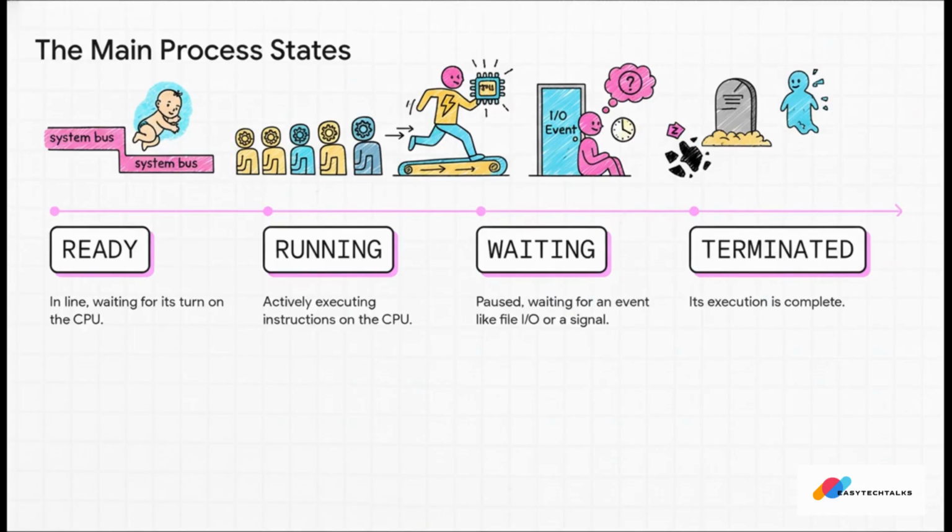A process can be ready, which just means it's standing in line, waiting for its shot at the CPU. Then it can be running. This is its moment in the spotlight, actively doing work. It could be waiting or sleeping, maybe paused because it needs to get something from your hard drive. And finally, terminated. The job is done.